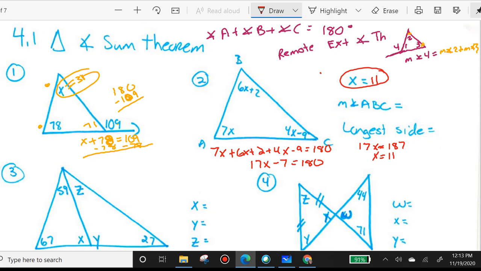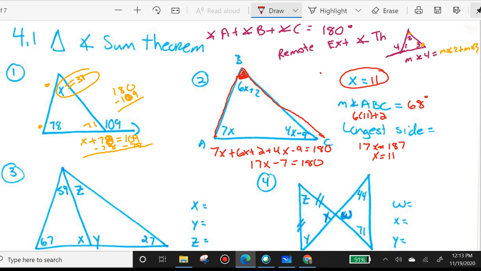All right, next thing I asked you for the measure of angle ABC. So we follow letters. Here's A, B, C. Sorry, trying to use my writing tablet today. It's a little harder to write with that. So this is the angle that I'm looking for, angle ABC. So to figure out that one, I'm going to plug in 6 times 11 plus 2. So this angle is going to be 68 degrees.